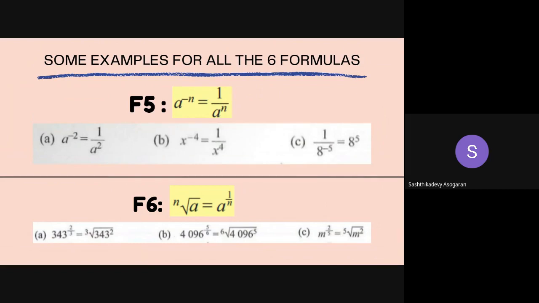Here are some other examples of formula 5 and formula 6. Formula 5, a to the power of negative n equals 1 over a to the power of n, so a to the power of negative 2 equals 1 over a to the power of 2. And for formula 6, 343 to the power of 2 over 3 equals the cube root of 343 squared.